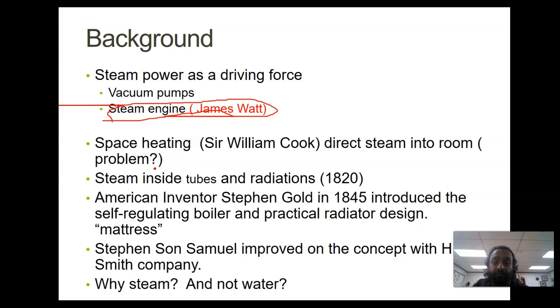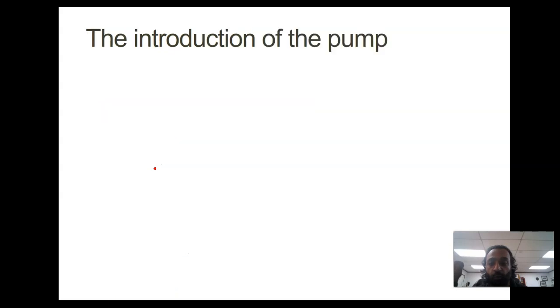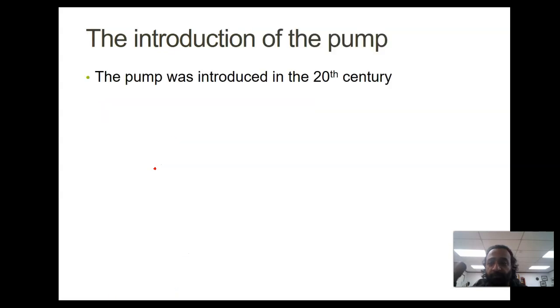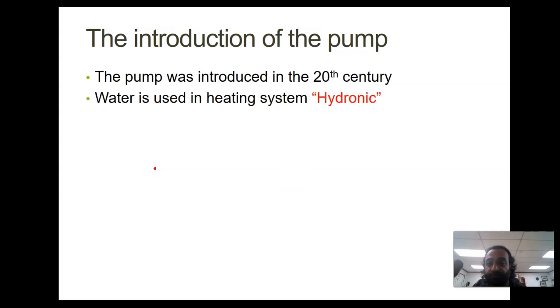The invention of the pump came later, and with the pump we were able to heat water and not have to make steam, and circulate the water around the house. So the pump came with the invention of electricity and motors and made life a little bit easier. Steam is no longer used because it's a little bit dangerous. Having steam under pressure is dangerous to have in somebody's house. A lot of houses that have steam still have it, but the new installs are mostly all water. The pump was introduced in the 20th century.